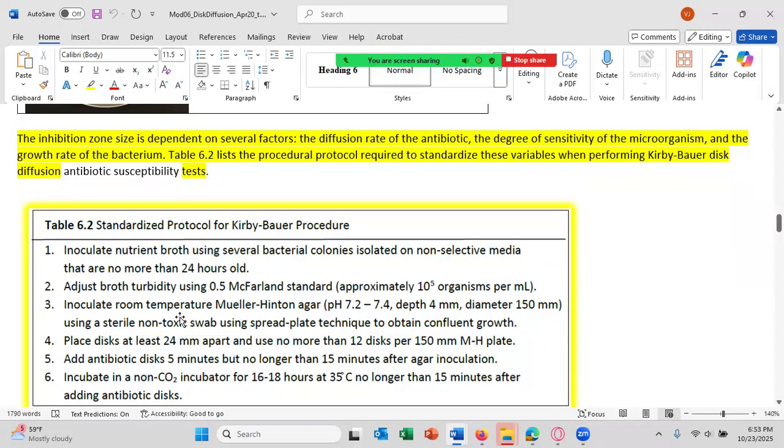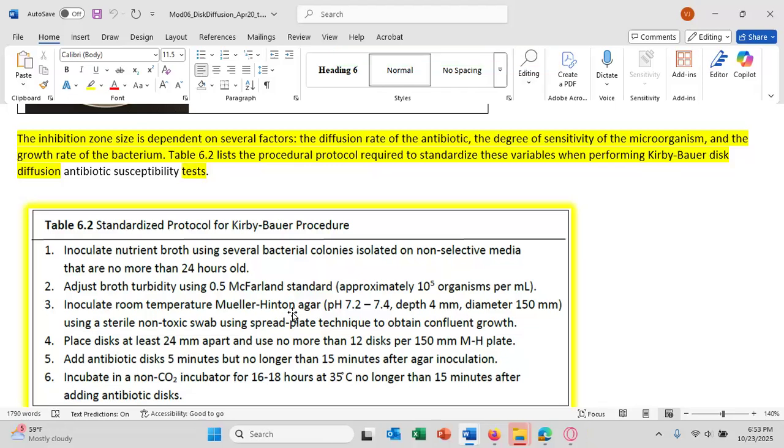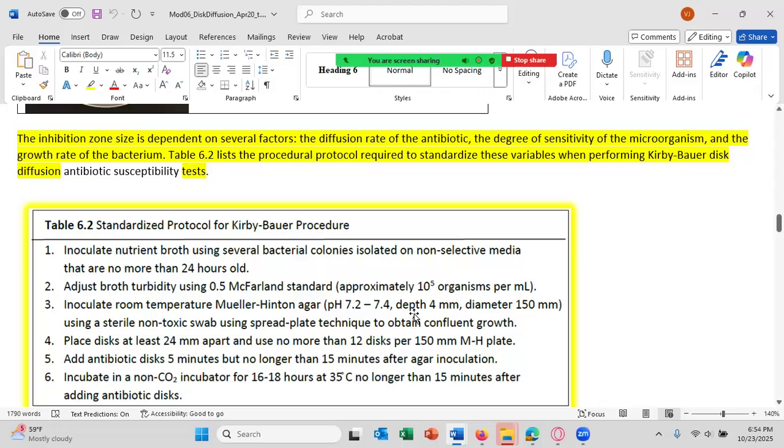You inoculate the plate at room temperature, always using Mueller-Hinton agar that is always between pH 7.2 and 7.4. A different pH can affect the size of the zone of inhibition, and a different media can also affect the size of the zone of inhibition. We also always use an agar depth of 4 millimeters, because if an agar plate has more than 4 millimeters, the zone of inhibition will be smaller because the antibiotics will have more trouble diffusing through a deeper layer of agar.